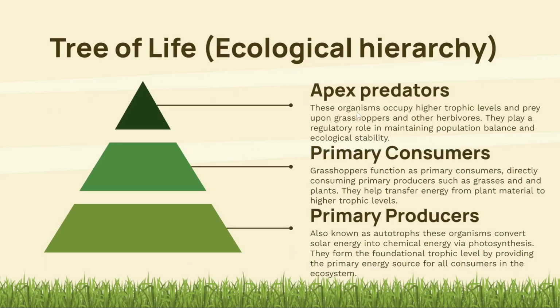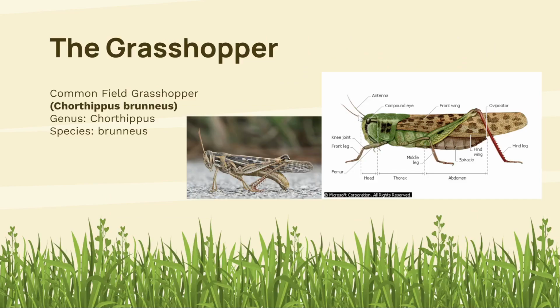So for the tree of life, which is essentially the ecological hierarchy, you have the apex predators, the primary consumers, and the primary producers. So starting at the producers, you have the autotrophs, which are like plants, for example, which the primary consumers, such as grasshoppers, get their energy, which is then transferred to the apex predators, which are at the top of the food chain, which include things like birds, reptiles, and spiders. Then you have the grasshopper itself.